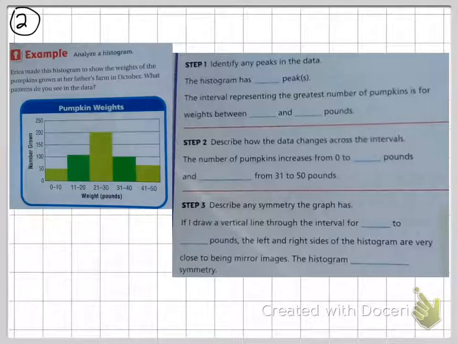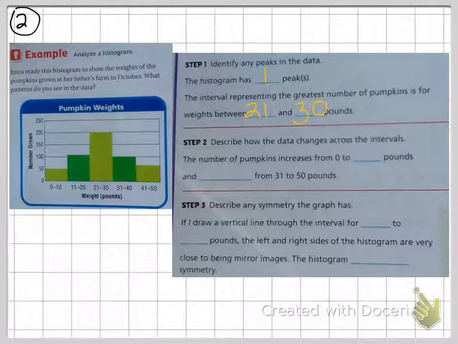So first step, identify any peaks in the data. So we're going to be looking for the tallest bar. In the tallest bar, we only have one peak. The interval representing the greatest number of pumpkins is for the weights between 21 and 30 pounds.